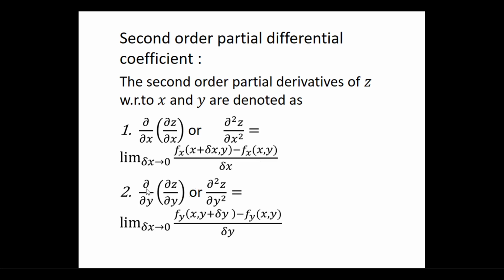So dou by dou y of dou z by dou y, that means if you differentiate the first order partial derivative of z with respect to y, again with respect to y, you are going to get dou square z by dou y square. That is the second order partial derivative of z with respect to y. It is given by limit delta y tends to 0 fy of x comma y plus delta y minus fy of x comma y whole divided by delta y.